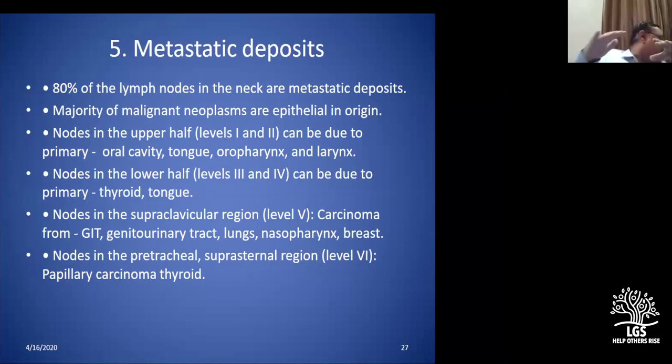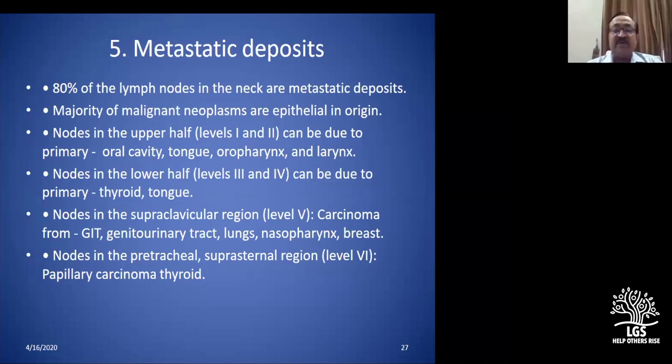Nodes in the upper level. Upper level means level 1 and 2. We'll come to that. Mainly it goes to the oral cavity, tongue, tonsil, oropharynx, etc. Level 3 and 4 means down. They are usually from the thyroid, tongue, sometimes the nasopharynx also.